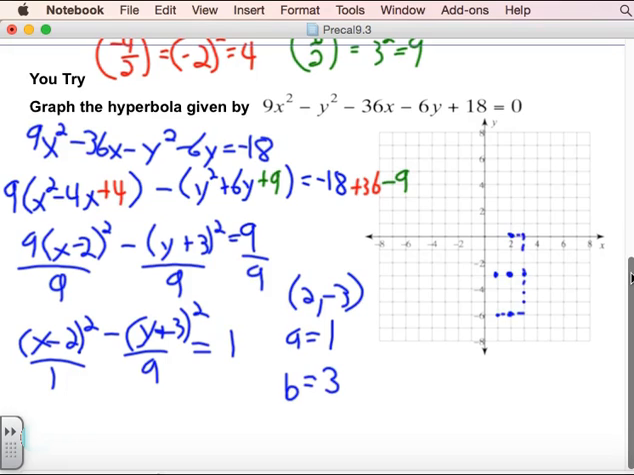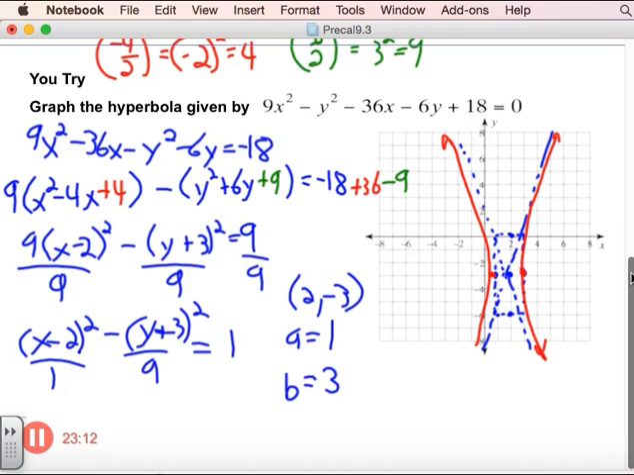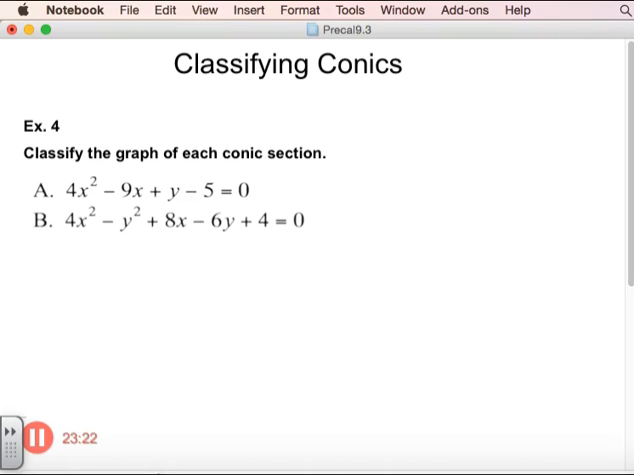So now we can draw a box around these points, and of course draw the diagonals through those points. All right, and that gives us the asymptotes. Our vertices were right here and here, so this is going to be a very tall, thin hyperbola. All right, so that would be the hyperbola for this problem. Let me know if you have any questions on that. I know it's not real simple, but I'll help you out if you need it.